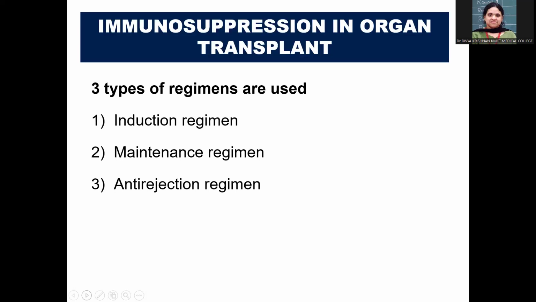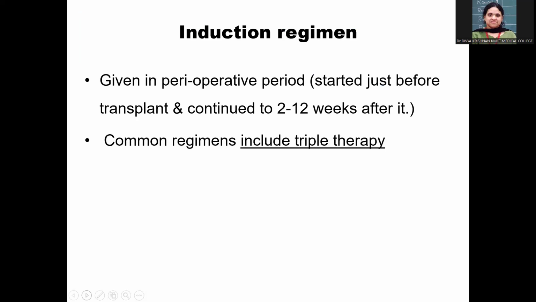Now let us finally see the immunosuppression regimens that are used in organ transplantation. There are three types of regimens which are used, that is induction regimen, maintenance regimen, and rejection regimen. Now, this again can be a separate short note, and you have to write all the 3 regimens. So what happens in the induction regimen? Now, this is given in the peri-operative period.